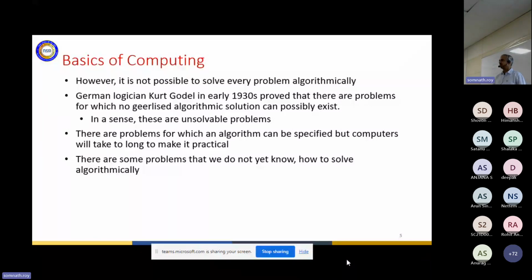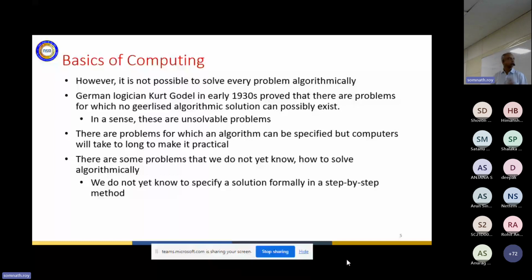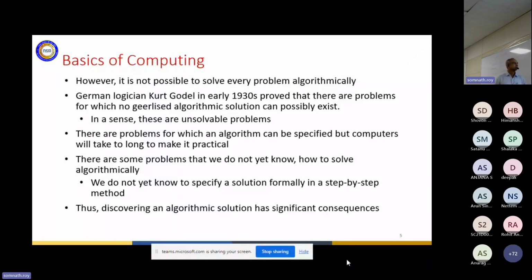And as I mentioned, there are some problems which today we feel are not solved. We don't have the algorithm to solve them. We know the problem. We know what is to be done, what is the solution we want from that. But how to reach that solution, we do not know. And so what we don't know is what is the step-by-step way of solving that problem. Hence, discovering an algorithmic solution, what I mentioned, has got a significant consequence.